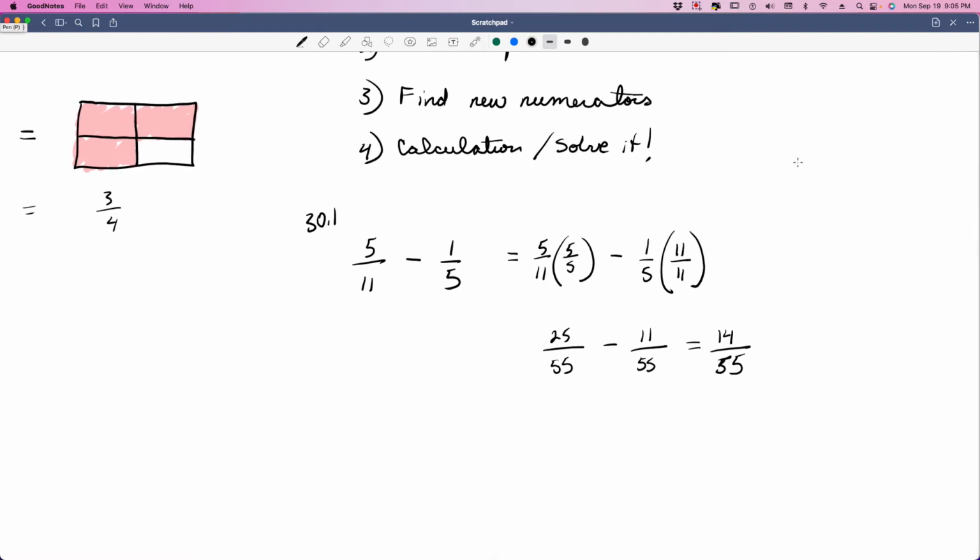Most of the time, we're going to ask ourselves some simple questions in order to find the common denominator. And the first question we ask ourselves is, are the numbers prime? If the answer is yes, then step 2 is to multiply by the opposite denominator.